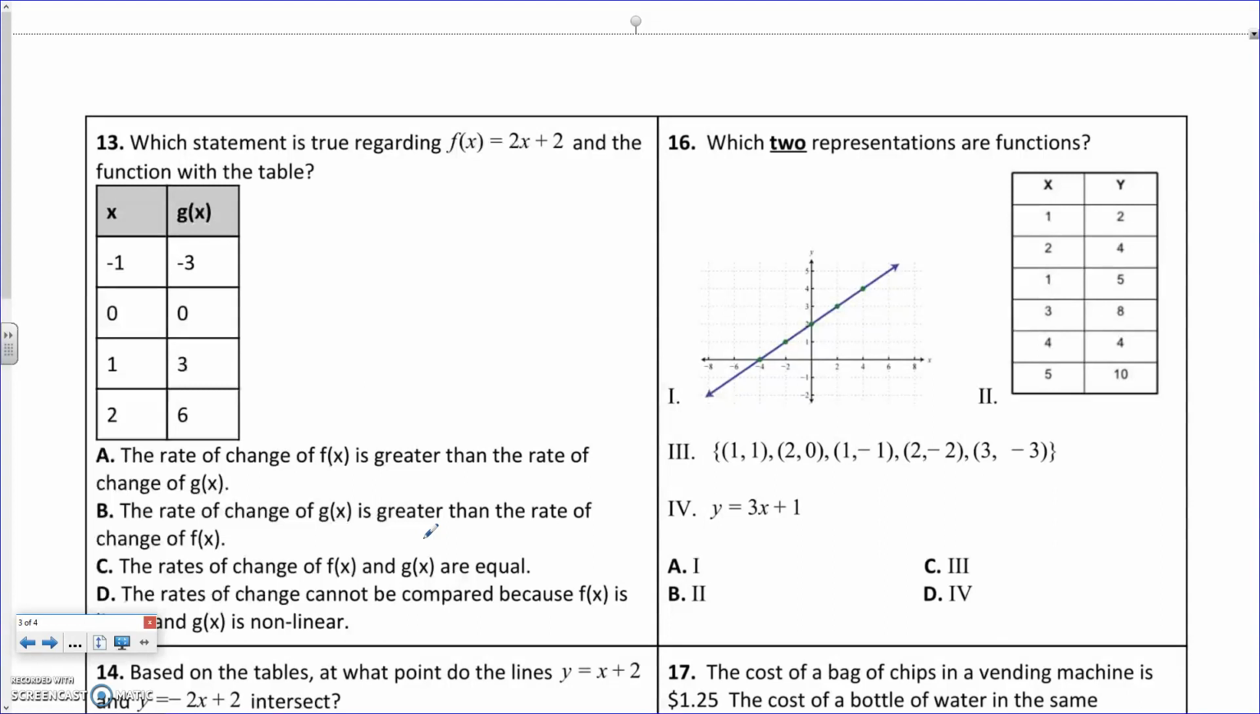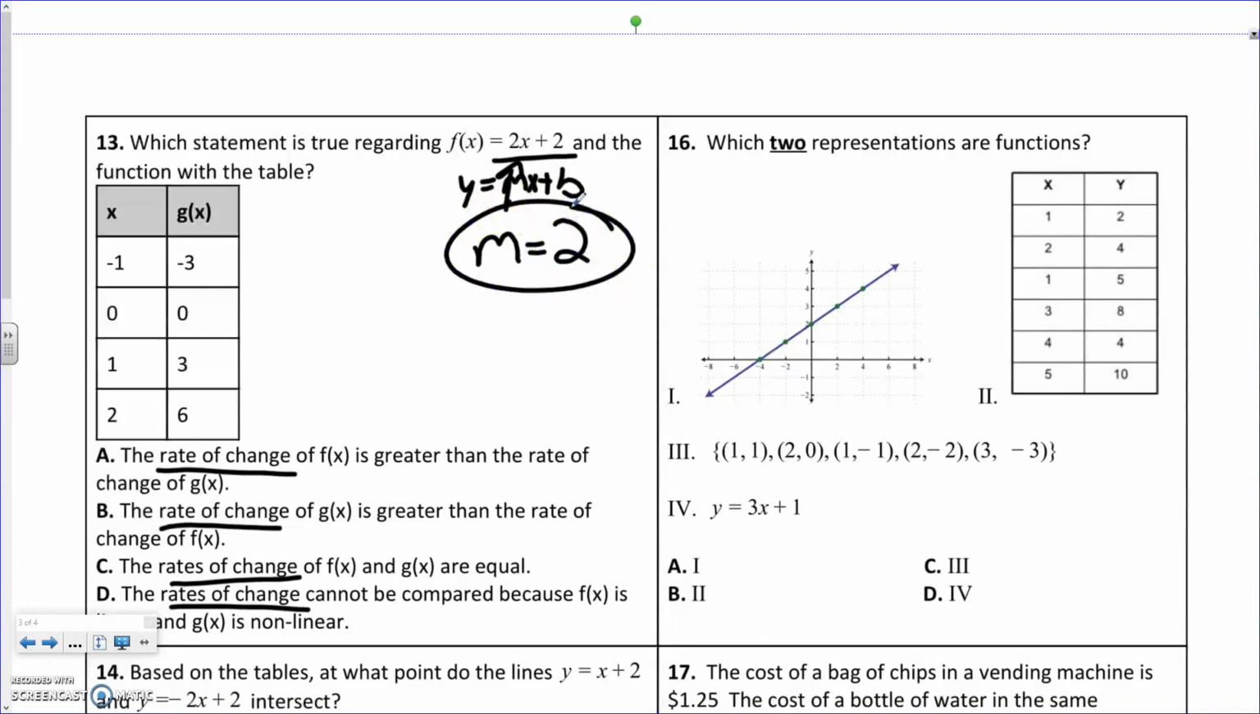So looking at number 13, it says, which statement is true regarding 2x plus 2 and the function with the table? And if you notice, all of our answers have something about the rate of change. So we need to find the rate of change. Now, rate of change is the same thing as slope. So, looking at this, I want to notice that it's in slope-intercept form, y equals mx plus b. And I know m is going to be directly related with the slope. So, slope here, m is going to be equal to 2.